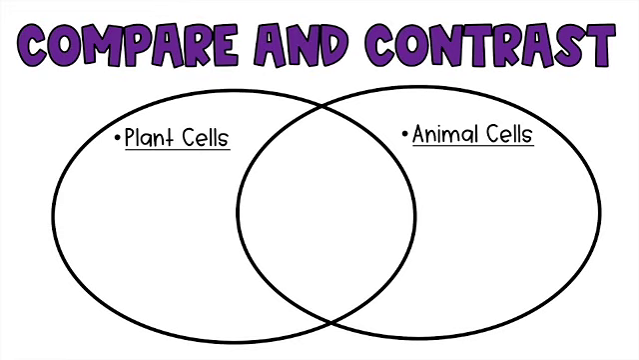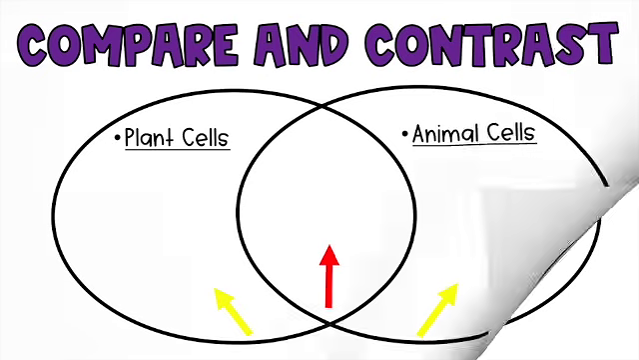And in a Venn diagram, we know that we're going to put the things that they have that are different. So the things only plant cells have are going to go in the left side, and the things that only animal cells have will go in the right side. And then that overlap in the middle is where we're going to place their similarities, things that they both share in common. And we talked about a lot of things they shared in common.